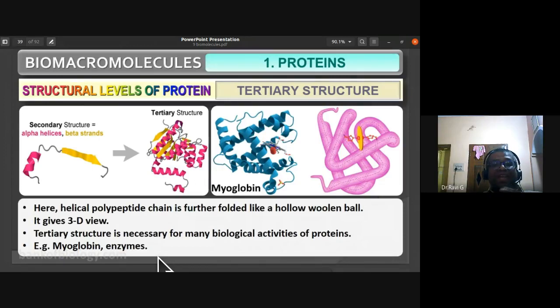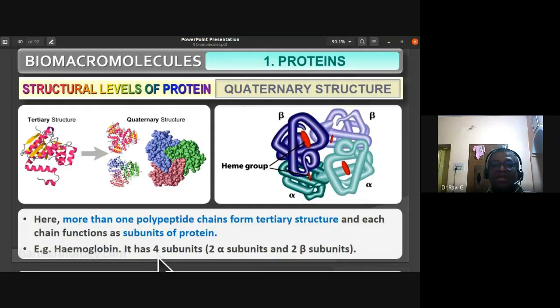It gives a 3D or three-dimensional view. Tertiary structure is necessary for many biological activities of proteins, like myoglobin and enzymes. They're all examples of tertiary structure, and they are required for many biological activities of proteins. So myoglobin and enzymes are examples of tertiary structure.